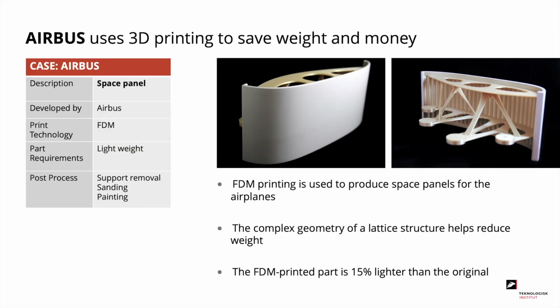Here we have the last case, where Airbus is using FDM printing to save weight and money on printing their space panels. As you can see in the picture, there is a very complex geometry with lattice structures that helps to reduce weight. And by using FDM printing, this part is actually 15% lighter than the original.